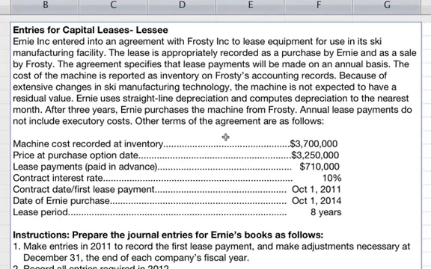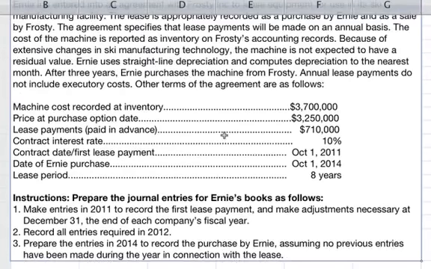The agreement specifies that lease payments will be made on an annual basis. The cost of the machine is reported as inventory on Frosty's accounting records. Because of extensive changes in ski manufacturing technology, the machine is not expected to have a residual value. Ernie uses straight-line depreciation and computes depreciation to the nearest month. After 3 years, Ernie purchases the machine from Frosty. Annual lease payments do not include executory costs. Other terms of the agreement are as follows.